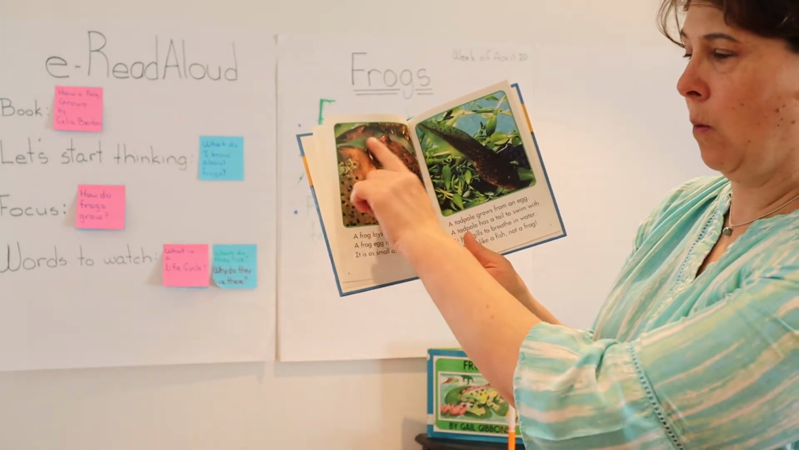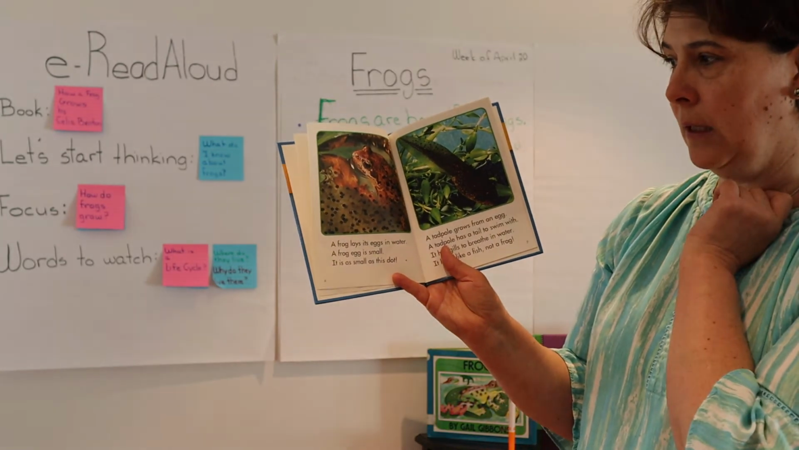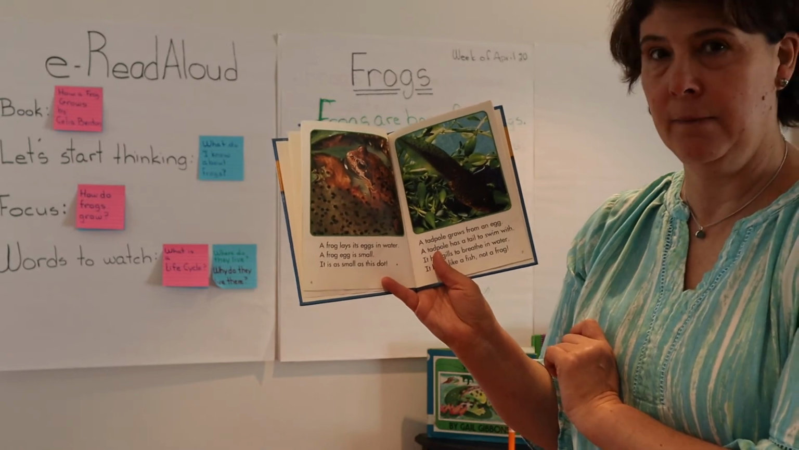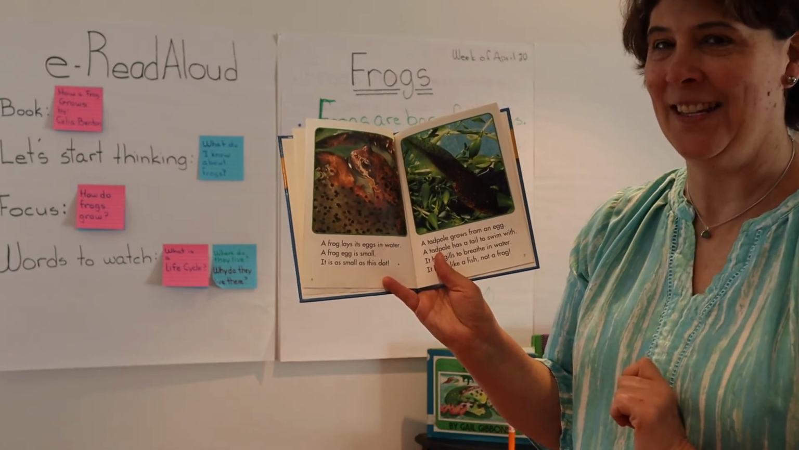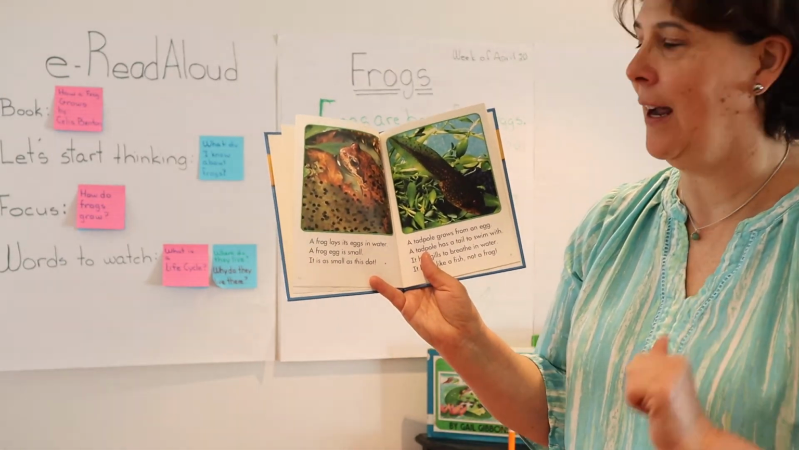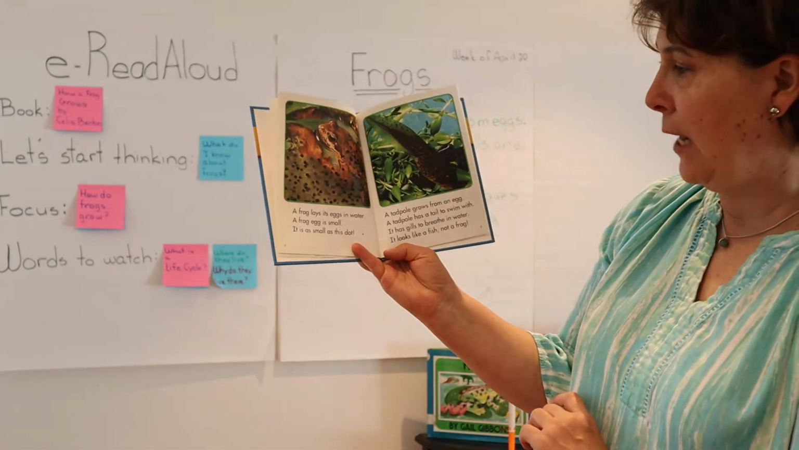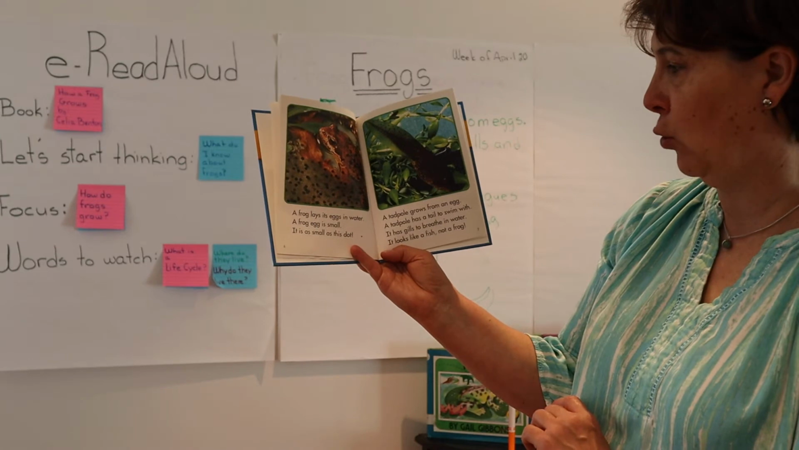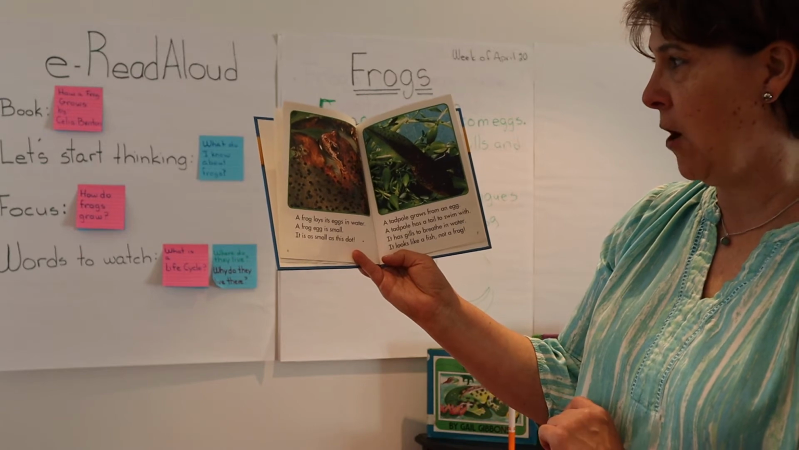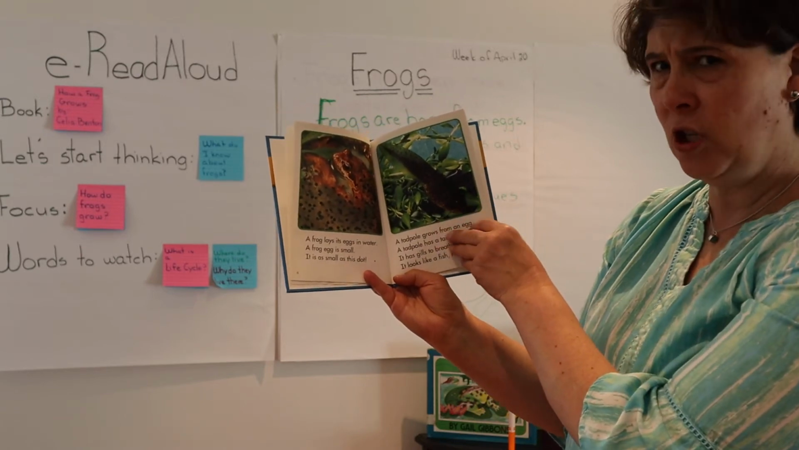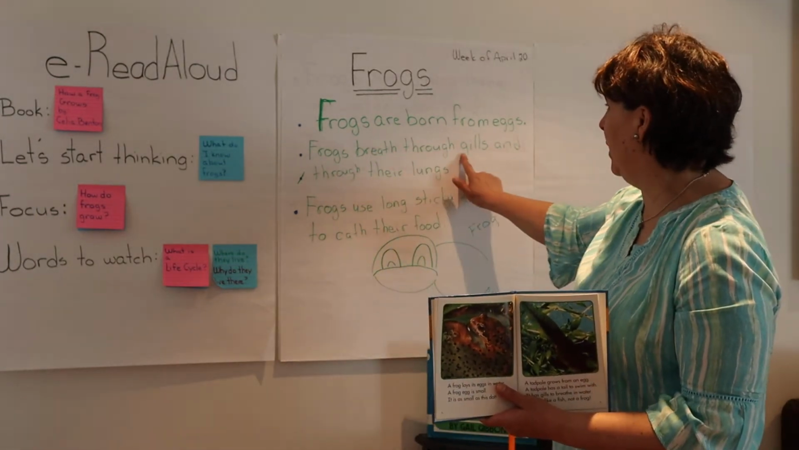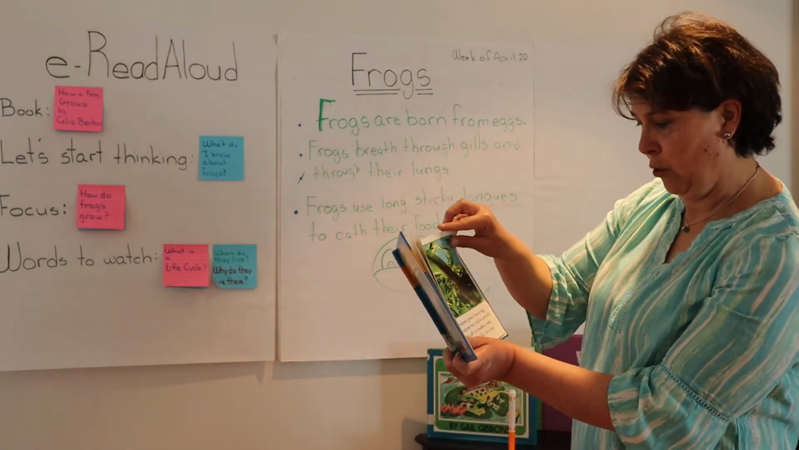Now, can we stop and think for a second? Are all these dots the eggs? I see you thinking. I can see that you're giving me a thumbs up saying, yes, Miss Arias, those are eggs. Let's keep reading. A tadpole grows from an egg. A tadpole has a tail to swim with. It has gills to breathe in water, and it looks like a fish, not a frog. Do you see some connections with the previous book that we had read? They're born from eggs. They breathe through gills, and that's important.